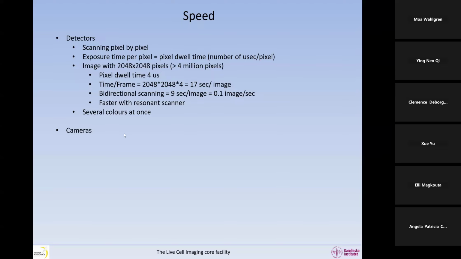Now, if we compare with a camera, all the pixels are exposed at once. Let's say that we have an exposure time of 10 milliseconds, which is quite normal in a camera. If we have a chip that has the same number of pixels, 2048 by 2048, and we are imaging at 10 milliseconds, we're imaging 100 images per second, okay?